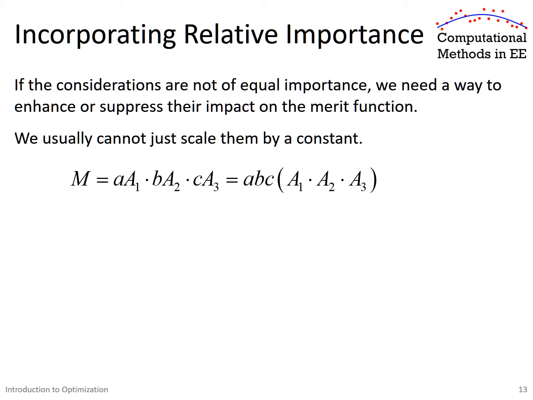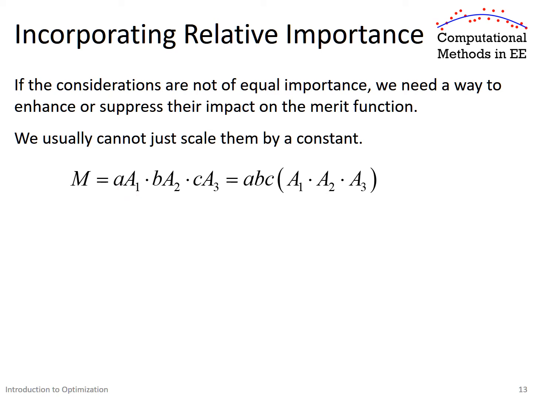Now we have to think, okay, we have all these different considerations tied into a single number, but it might be that some of those are more important than others. How can we suppress the importance of one while still considering it, and then maybe enhance others? So one of the most obvious things we might think about doing is multiplying each of these considerations by some constant. And maybe if A1 is the most important, we would make A larger.